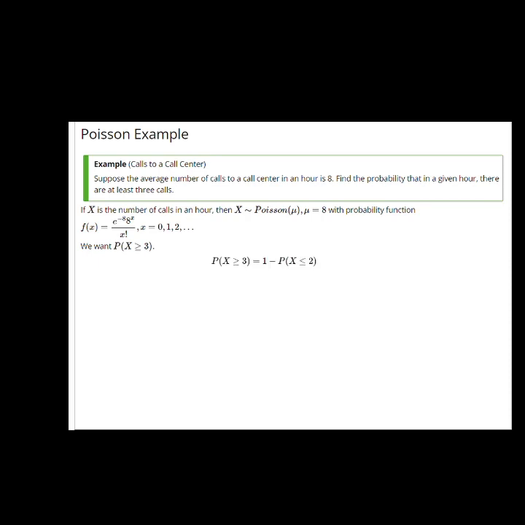We could obtain that by computing the probability of the complement and subtracting from 1. 1 minus the probability x is less than or equal to 2, which is 1 minus f of 0 minus f of 1 minus f of 2. So if we now put in the probability function f of x, this becomes 1 minus e to the minus 8, minus 8 e to the minus 8, minus 8 squared e to the minus 8 divided by 2. Numerically, that turns out to be 0.9862, so there's a very high probability that x is greater than or equal to 3.